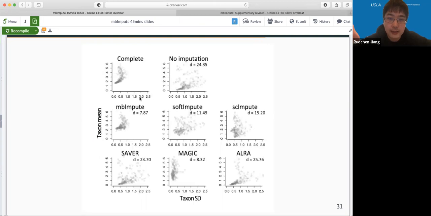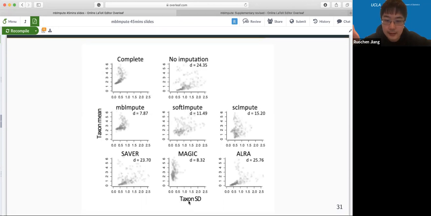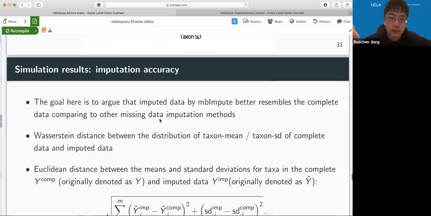And this plot is called a scatter plot. We have the x-axis and the y-axis. Here the x-axis is the taxon's standard deviation, and the y-axis is the mean value of each taxon. Each point corresponds to one taxon. This shows the relationship between the taxon's mean and the taxon's standard deviation, and we found that our method resembles the complete data best compared to other methods.